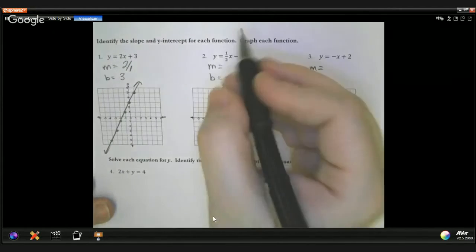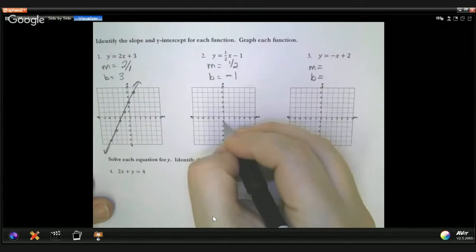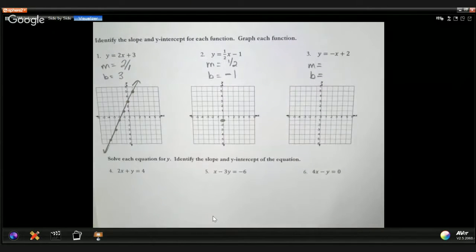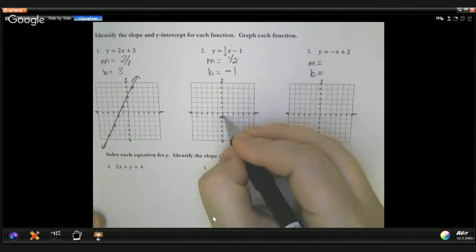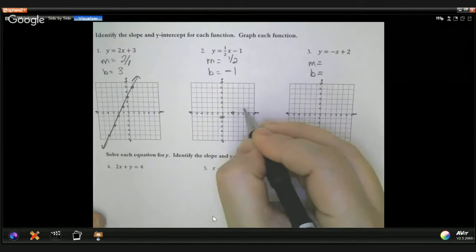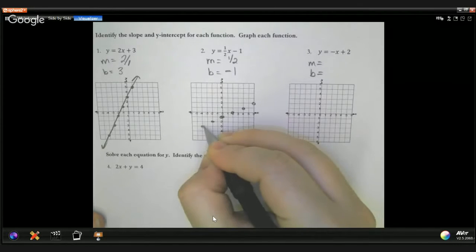For number 2, my slope was 1/2 and a -1. So I start at -1. Remember, you always start going up or down. You're never going to go left or right. You always go up or down. So now this is 1/2, so it's up 1 over 2. Up 1 over 2. I'm going to continue that pattern.